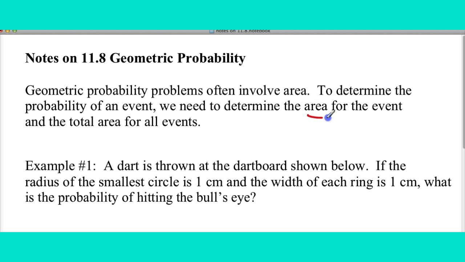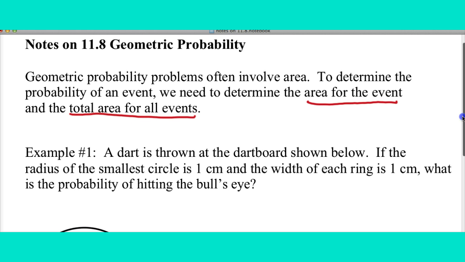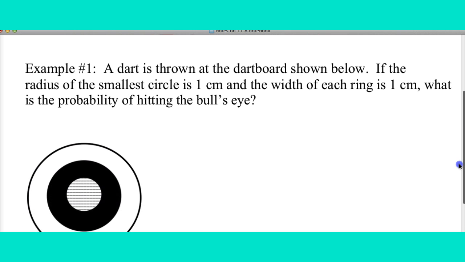One is the area of the event of interest, and the other is the total area for all events, and then we form that as a ratio, and that's our probability. Let's take a look at a few examples.